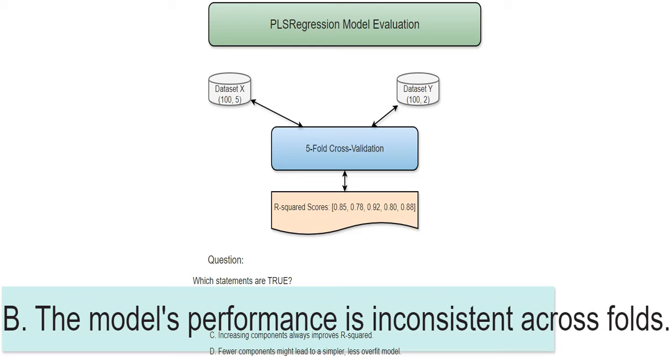I'll look at the range of R-squared values. The variation tells me how consistent the model performs. A larger range suggests inconsistency.